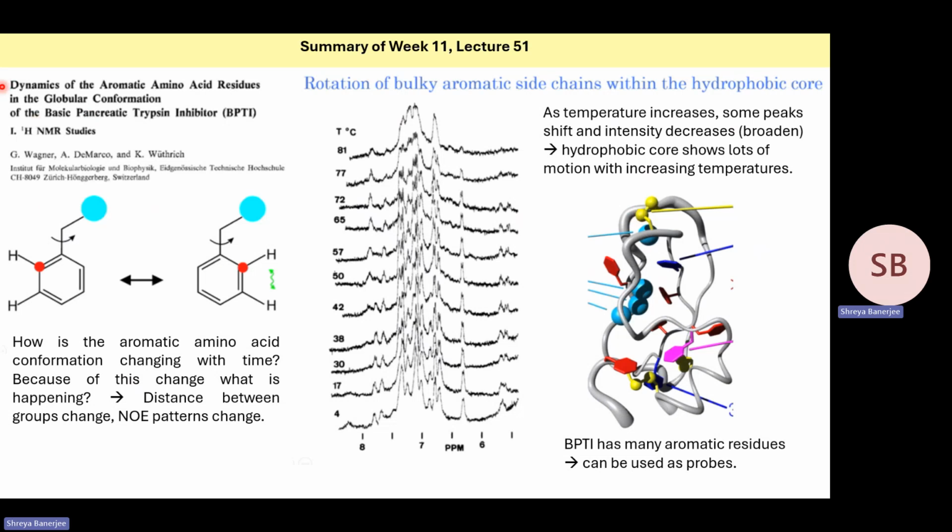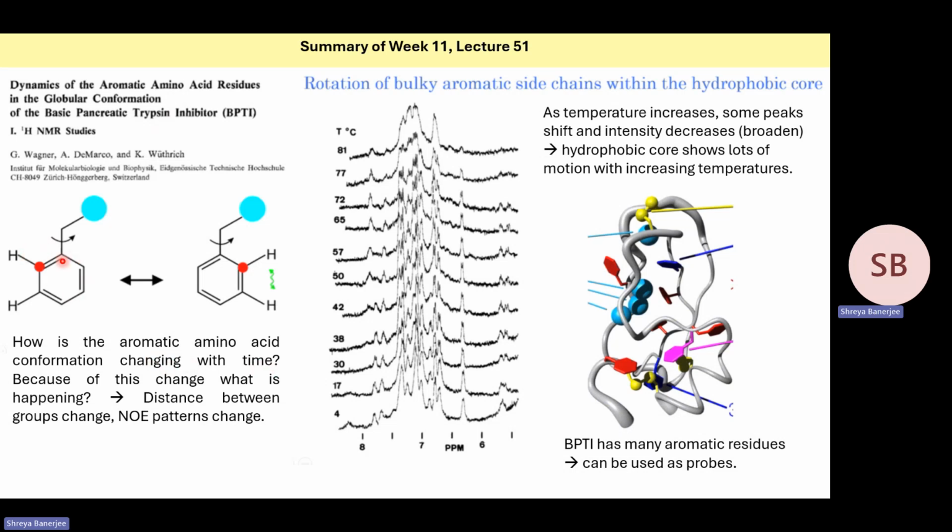Now, there was a paper mentioned here which studied the dynamics of aromatic amino acid residues in the globular conformation of a protein called BPTI, the basic pancreatic trypsin inhibitor. So you have aromatic amino acids, like phenylalanine or tryptophan or tyrosine. Now, how is the aromatic amino acid conformation changing with time?